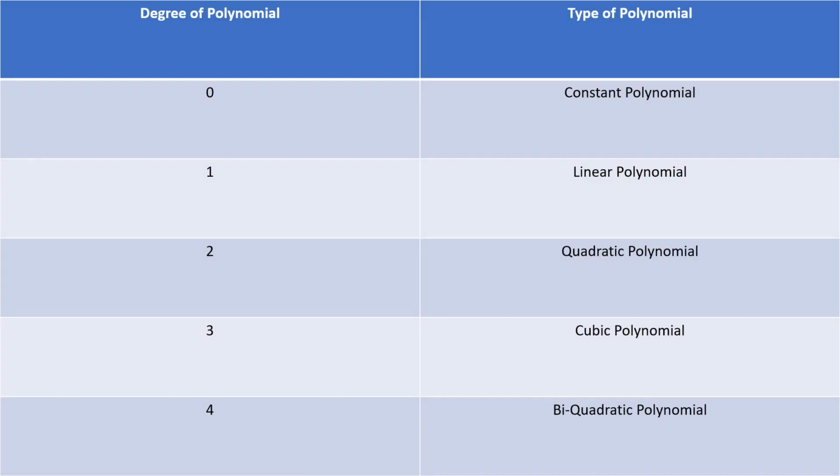So now, this is a summary of what we did in the types of polynomials. It's a table. On the left hand side of the table, we have the degree of polynomial, and on the right hand side of the table, we have the type of polynomial. So with degree from 0 to 4, we have different types of polynomial: constant, linear, quadratic, cubic, and biquadratic. Easy. Let's go ahead.